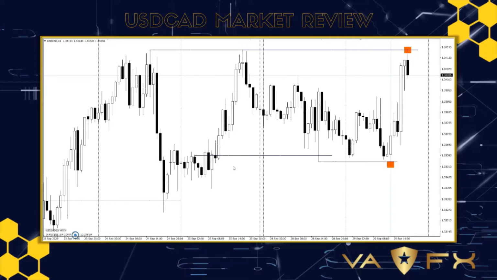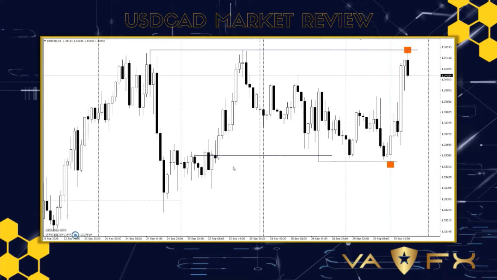Currently it's 11:45 a.m. I'm 1 hour behind New York, so it's 12:45 in New York. So this is the current price action in USD CAD.